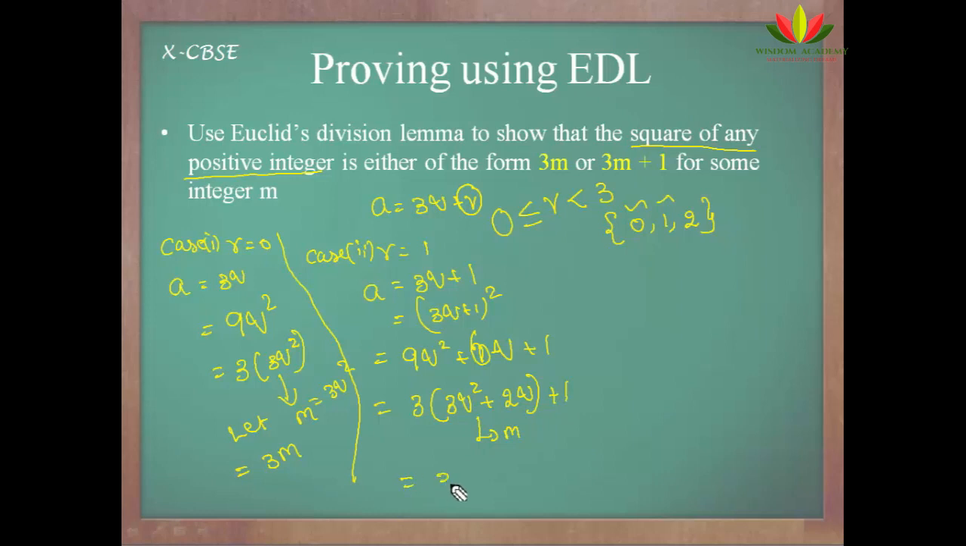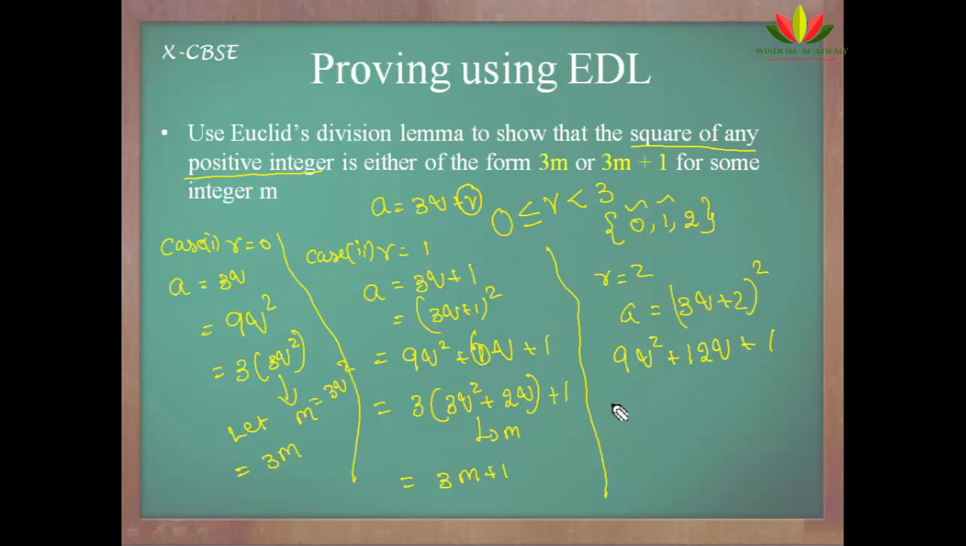So what will be my case now? 3m plus 1. Okay. So what is the remaining case I have to take? r is equal to 2, that is a is equal to 3q plus 2. So once again I will take the square. So what will be the answer here? 9q square plus 12q plus 4. Okay, that is the a plus b the whole square format.